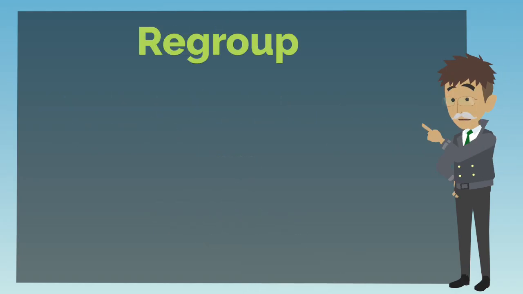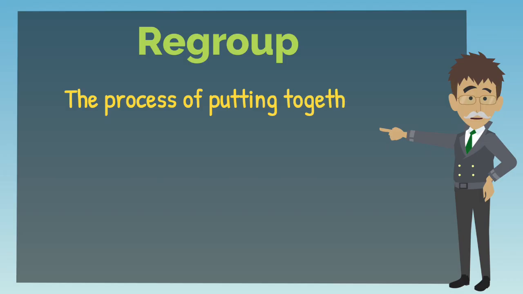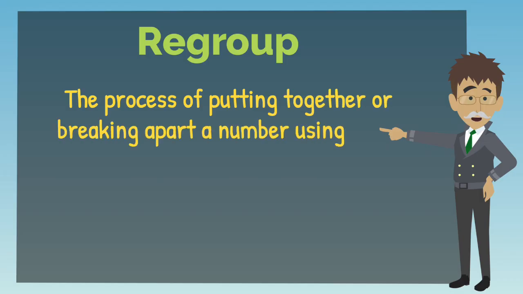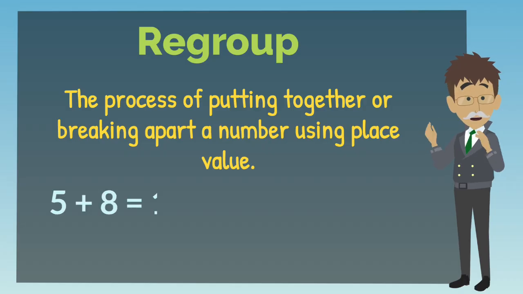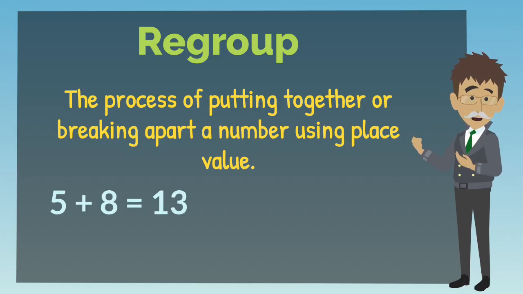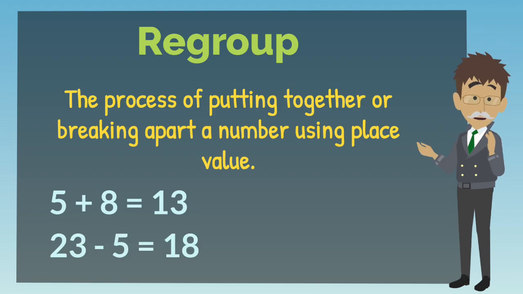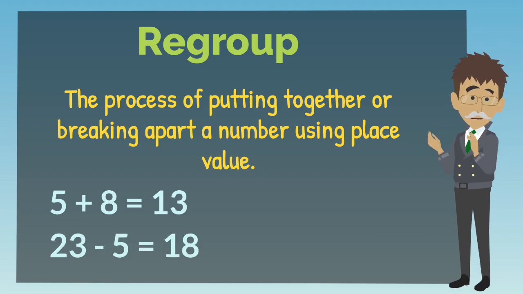Regroup. The process of putting together or breaking apart a number using place value. We do this when we add and get a result greater than 10 for a place value. We also do this when we subtract and need to take away more than what is available in our place value.